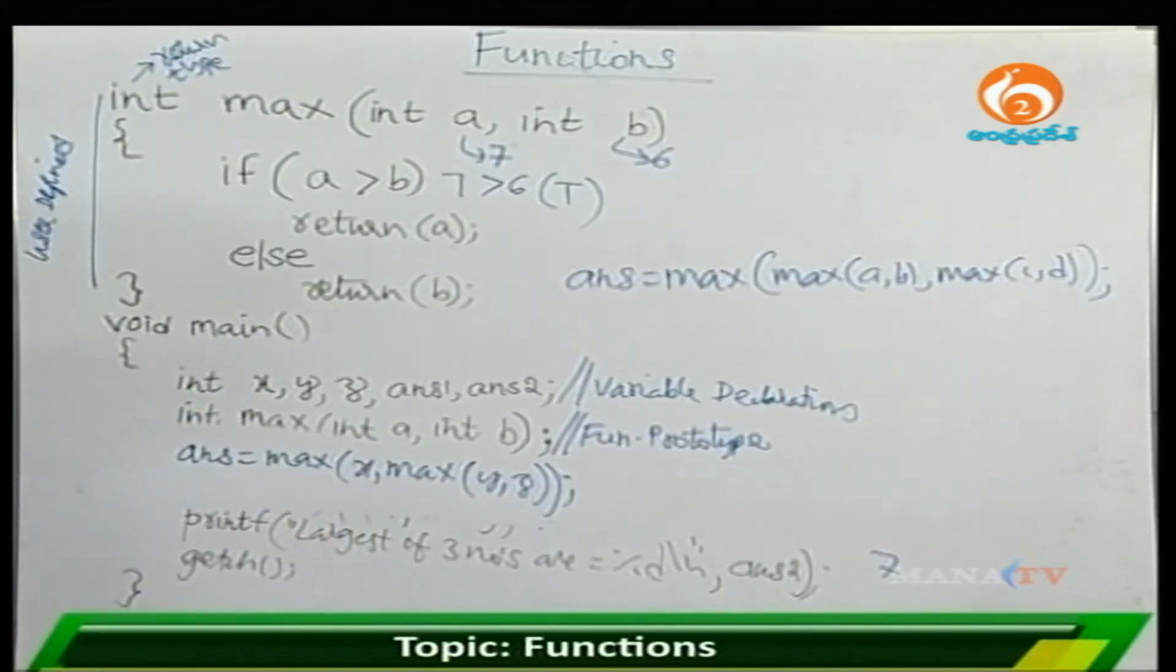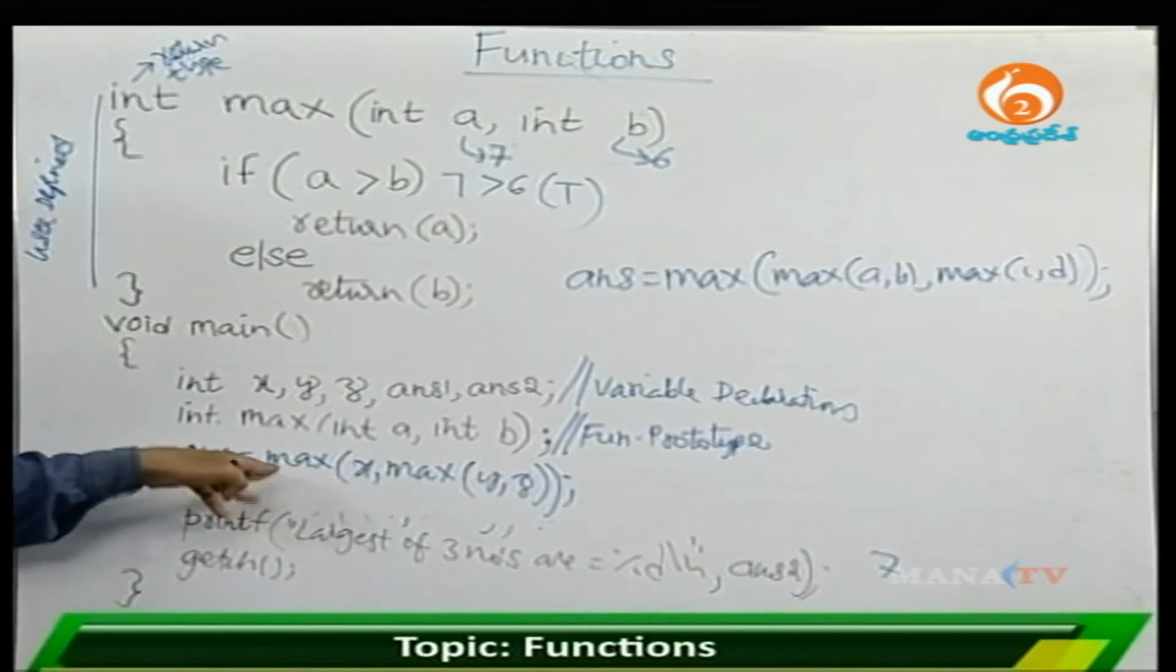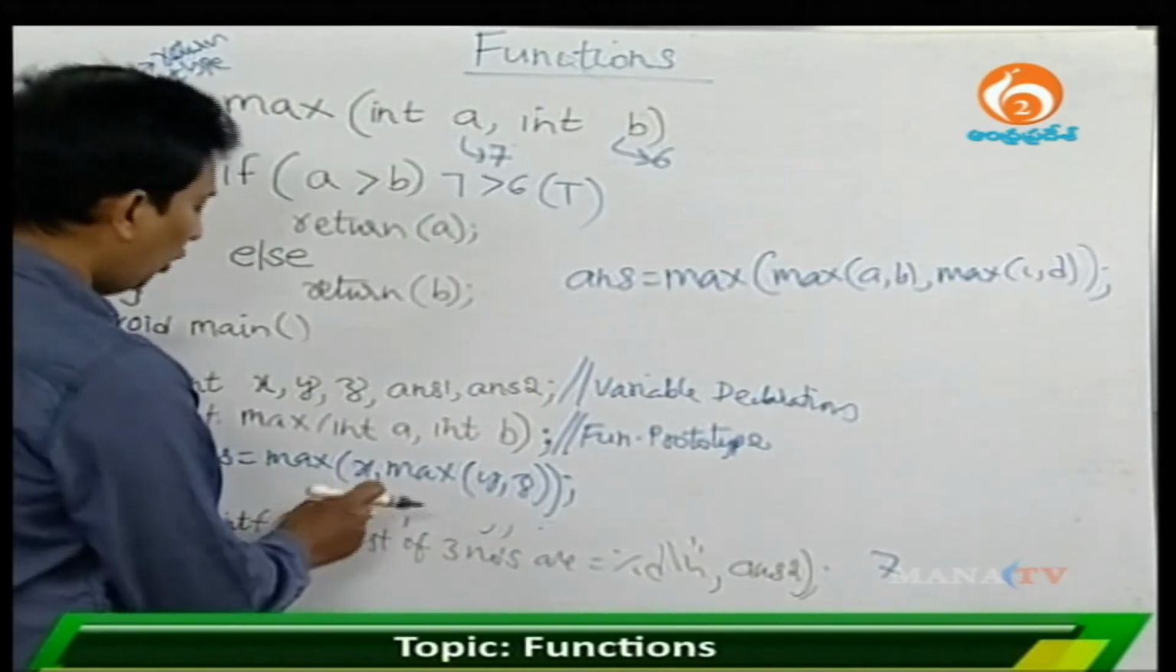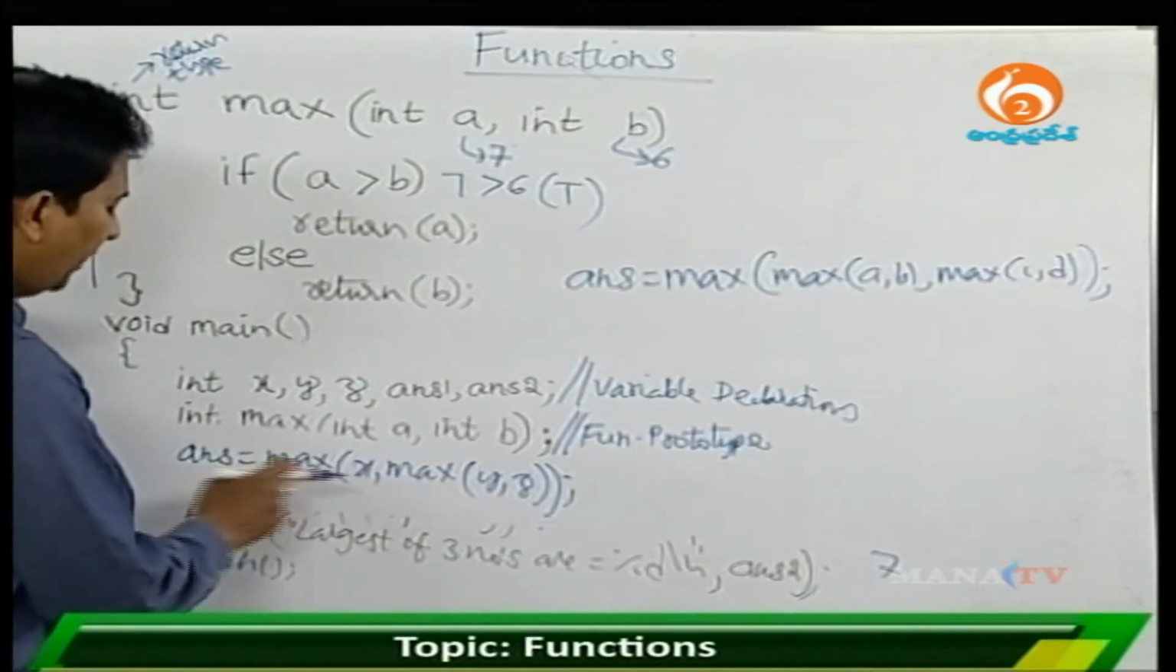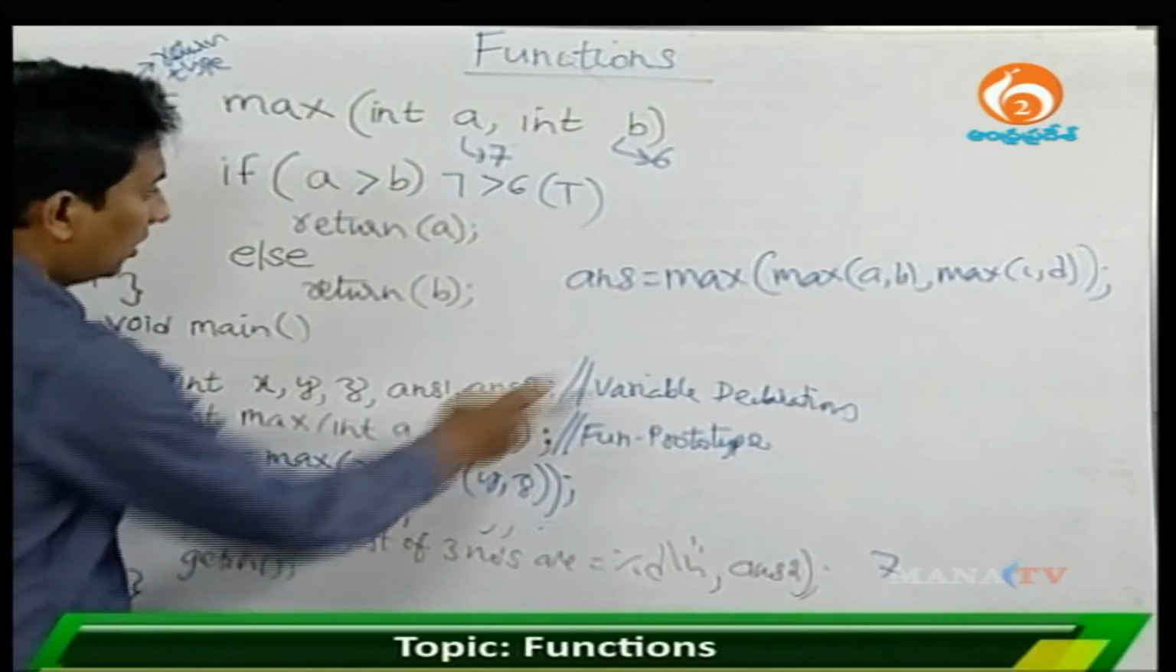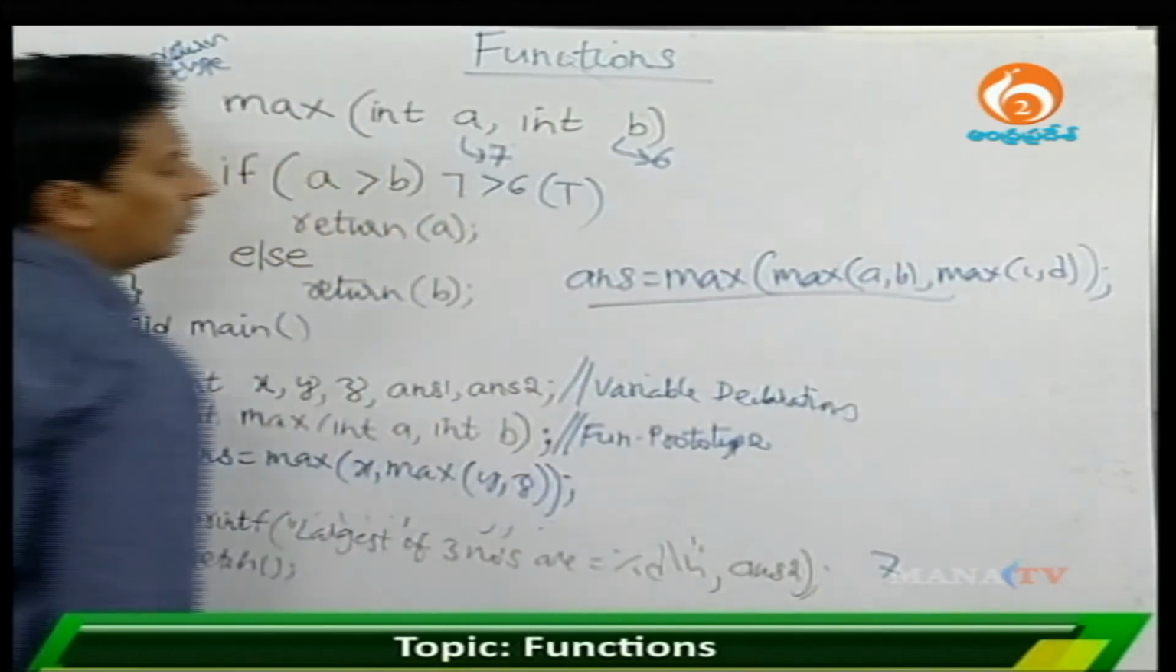If you want to find out the largest of 2 numbers, it is only max of x comma y. If you want to find out the largest of 4 numbers, it is max of x and so on. This is the function call.